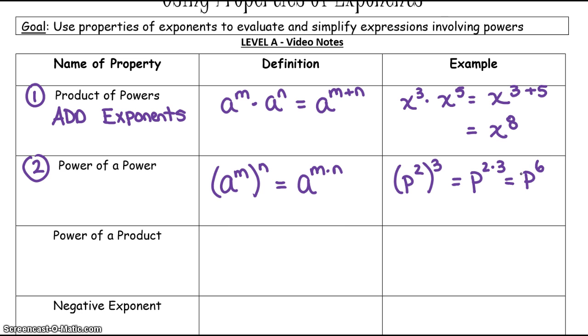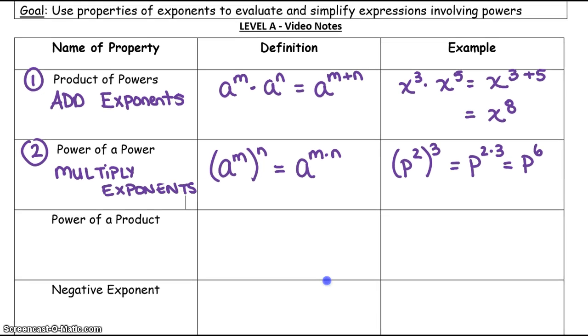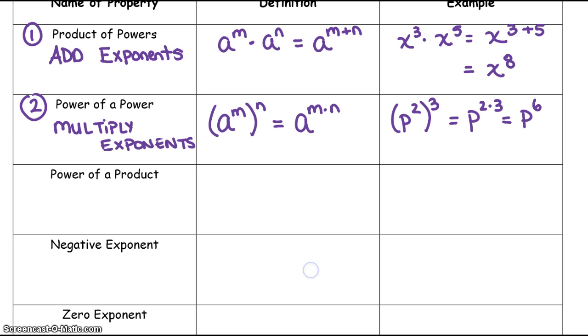So to remind myself of the rule, when I see something similar to this example, I know that I would have to multiply the exponents. Alright, well done. Let's go into the third property of exponents, which is the power of a product.